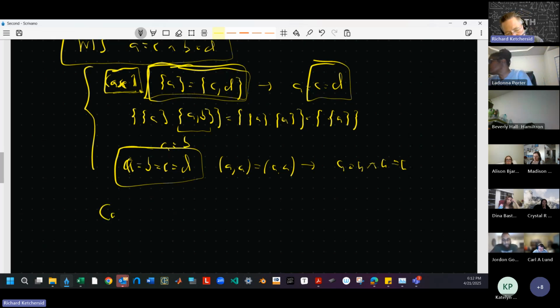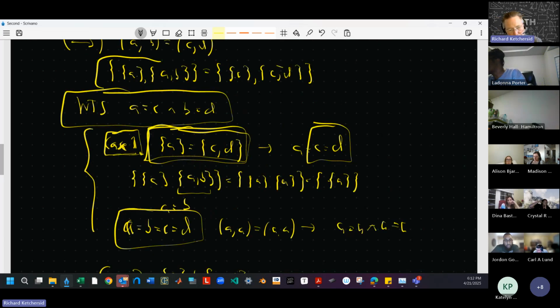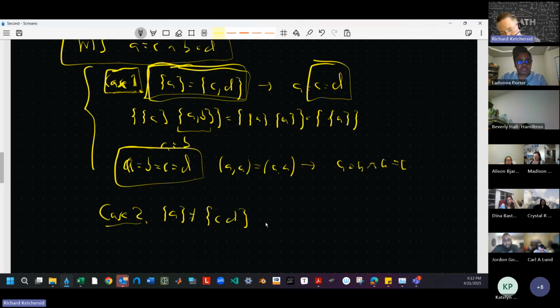So case two is going to be that A does not equal CD. This is the more interesting case. Remember our assumption is this, right? So if singleton A does not equal CD, then singleton A has to equal singleton C. That's the only option it can have, right? Okay, so singleton A equals singleton C.